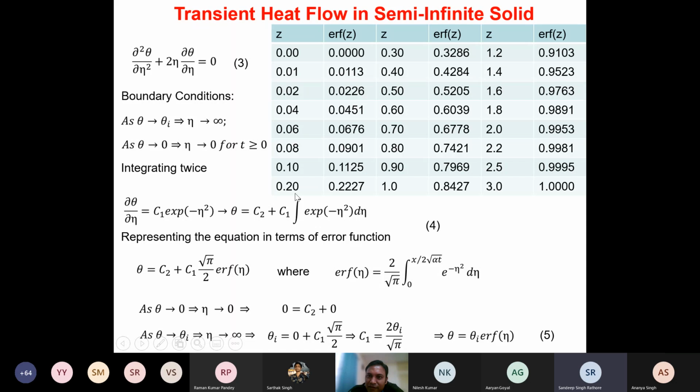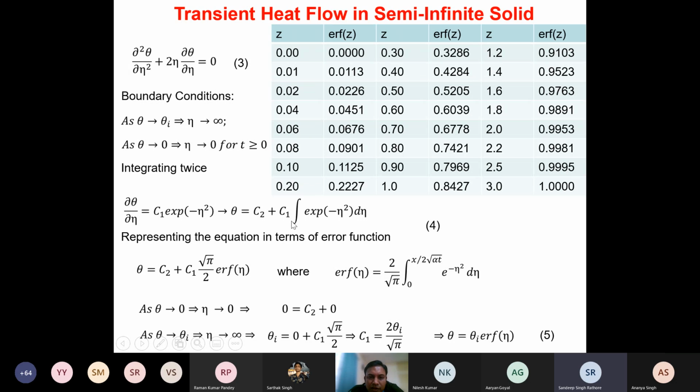Okay, so therefore this integral part is represented using another function called the error function. How have we defined the error function? Error function with respect to this variable eta is given as 2 divided by under root pi integral 0 to x by 2 under root alpha t e raised to the power minus eta square d eta. We are just multiplying this 2 by under root pi to this particular equation, and that is nothing but the error function.